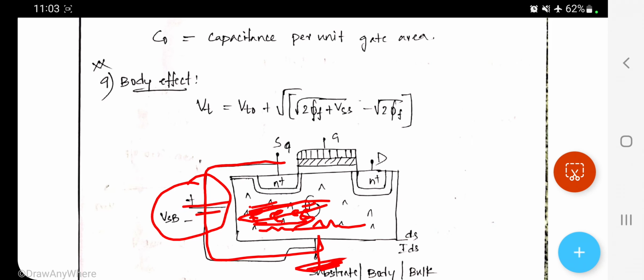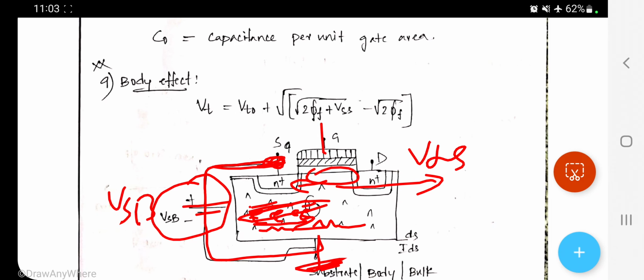What happens because of VSB? This VSB is positive; a positive voltage is applied to the source. This unwanted voltage can come into the picture because of extreme circumstances. So this positive voltage tries to attract the electrons towards the source, whereas the applied VDS tries to move the electrons towards the drain, and the gate voltage tries to hold the electrons in the channel. But this source to bulk voltage VSB tries to move the electrons towards the source, which disturbs the channel. So the required threshold voltage is going to increase because of this body effect.